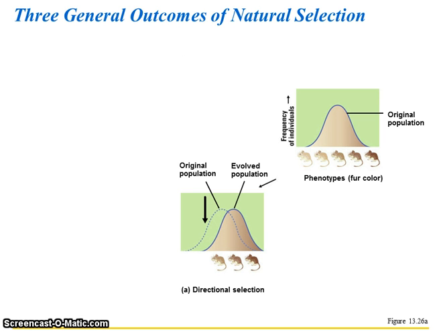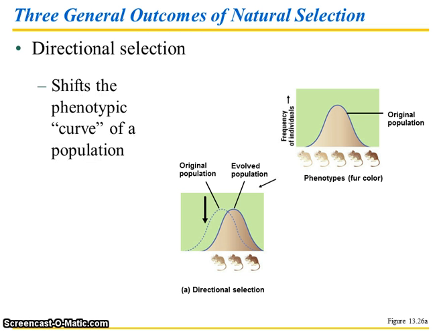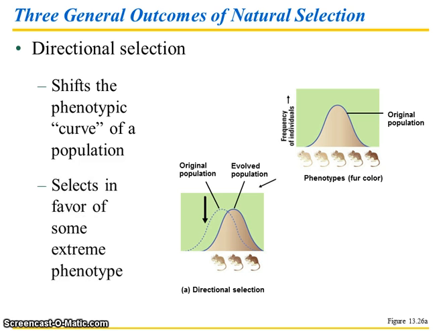So what are the general outcomes of natural selection? What happens? You can have directional selection. What that means is it shifts the phenotypic, or the visible characteristic, curves of a population. So we're going to look at those directional selections.